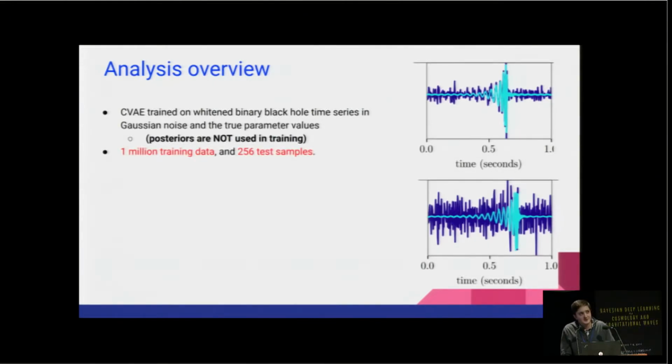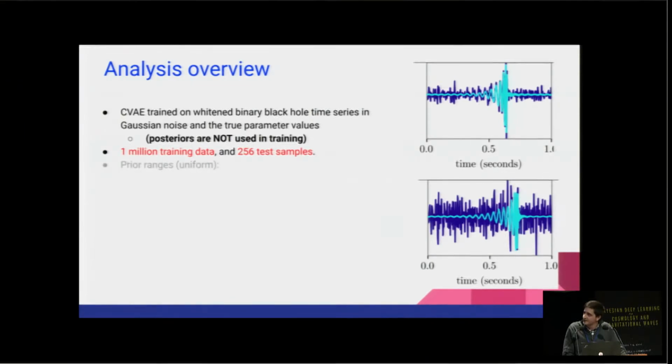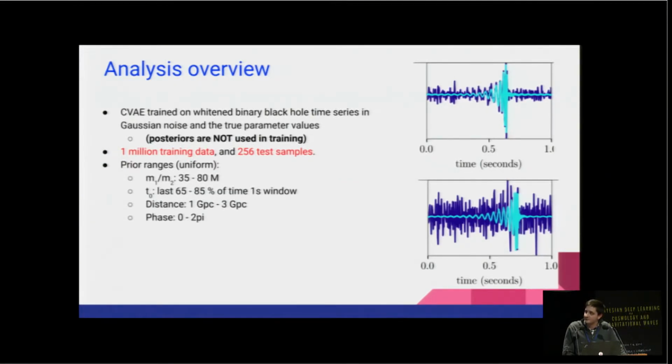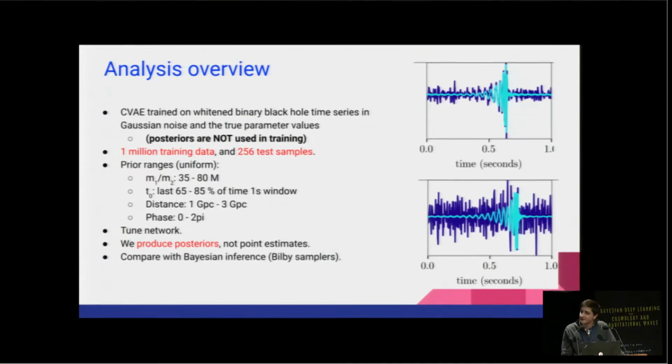We use about 1 million training samples. This is also for a single detector, so we only use one detector. And we have about 256 test samples. Our priors are uniformly distributed. There's just some of those right there. We infer 5 parameters, though I will note that we marginalize over phase. It's not a particularly interesting parameter. Then we tune the network, and we produce posteriors. And we compare those posteriors with Bayesian inference using 4 different samplers, 2 of those being nested sampling and 2 of those coming from MCMC.